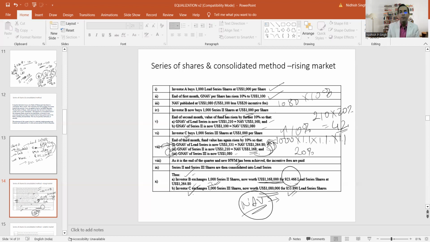And similarly for investor C as well. So this is how the series accounting also takes place.